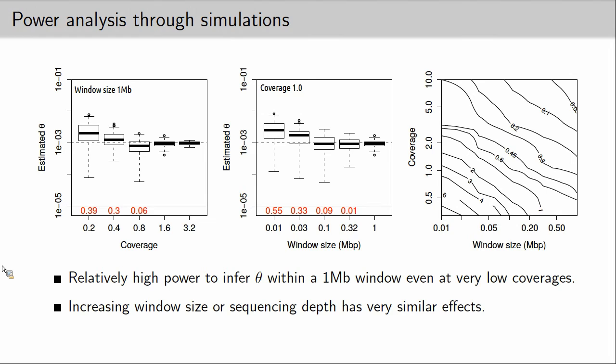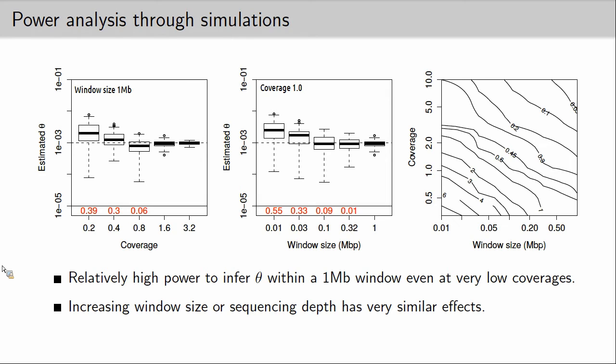What you can see is that as soon as coverage is a little over 1, we seem to get quite accurate estimates if zeta is at least 10 to the minus 3, which is roughly the average in the human genome. Okay? So we get quite accurate estimates, even if coverage is only slightly above 1x, if we combine data from about 1 megabase.